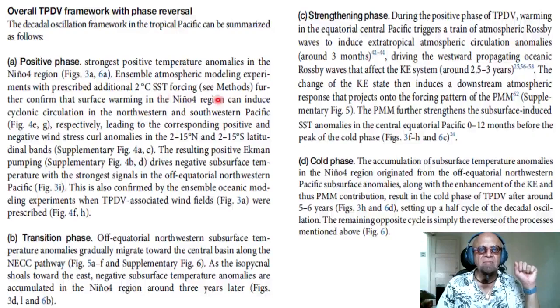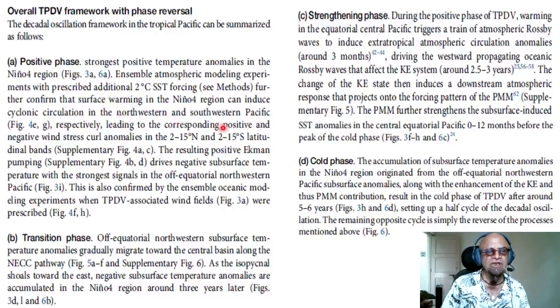Ensemble atmospheric modeling experiments with a prescribed additional 2 degrees C SST forcing further confirm that surface warming in the Nino 4 region can induce cyclonic circulation in the northwestern and southwestern Pacific. So it's an interhemispheric response, leading to the corresponding positive and negative wind stress curl anomalies in the 2 to 15 degrees north and 2 to 15 degrees south latitude bands in both hemispheres.